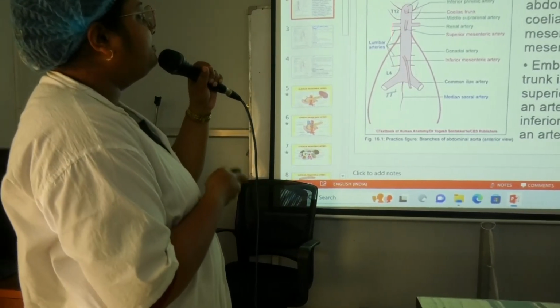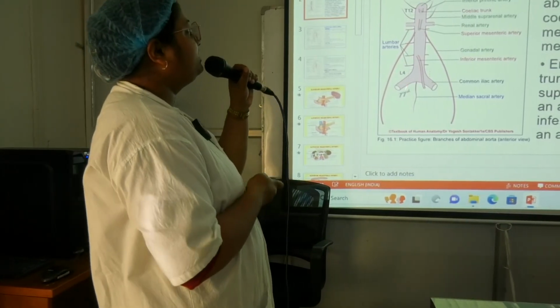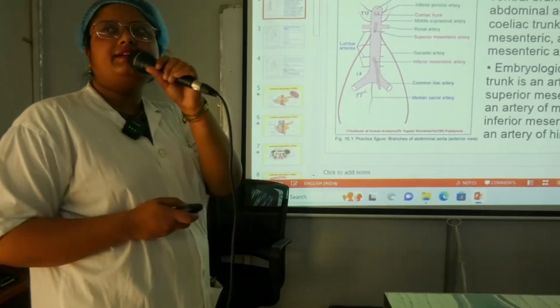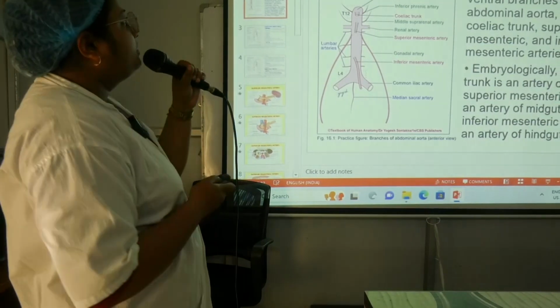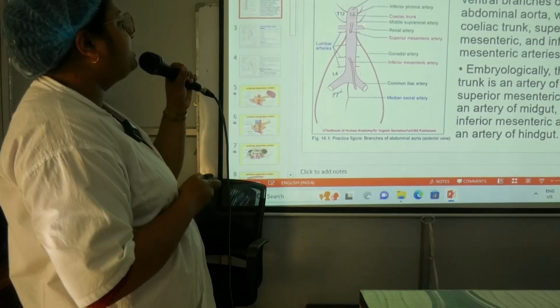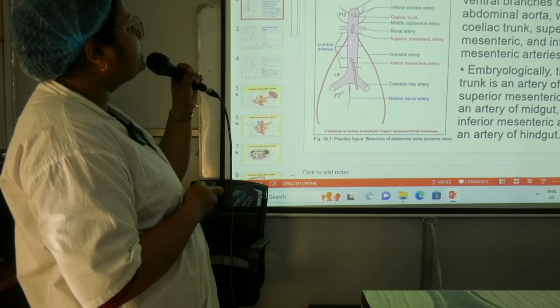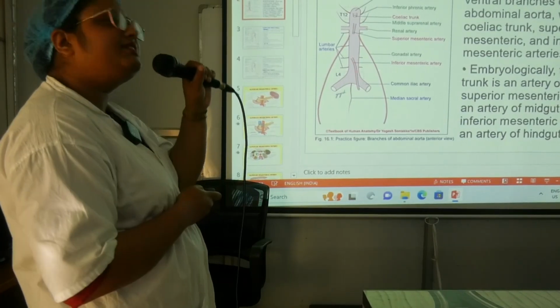So this is the abdominal aorta. These are the 3 ventral branches: celiac trunk, superior mesenteric artery, and inferior mesenteric artery.